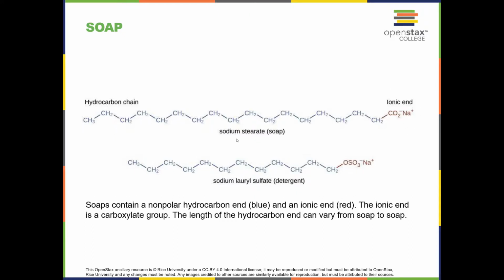This is sodium stearate, which is found in soap, and this is sodium lauryl sulfate, which is the same idea. The ionic part is different and the length of the chain is different, but it's the same idea where you have an ionic head and a nonpolar tail. And this is used in detergent. So these are two types of soap molecules.